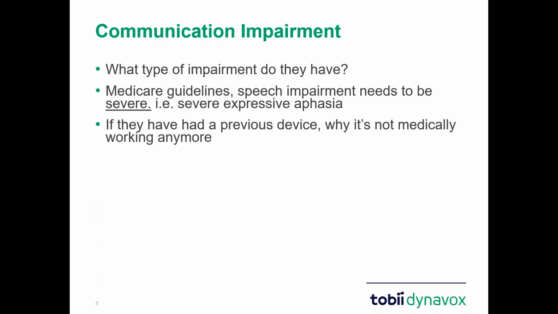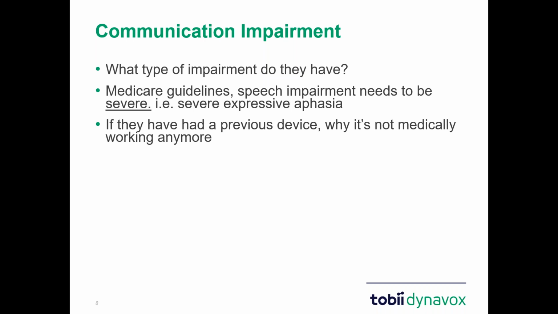So the next part is communication impairment. So what type of impairment do they have? So Medicare guidelines, it has to be categorized as a severe disorder. So severe expressive aphasia. The word severe has to be in there. It cannot be moderate to severe. It cannot be moderate. It has to be severe.